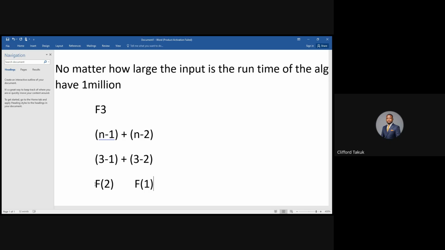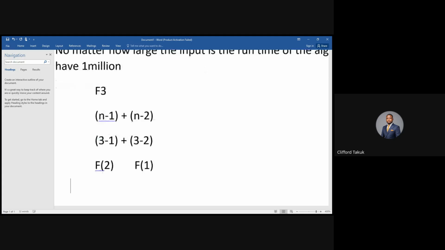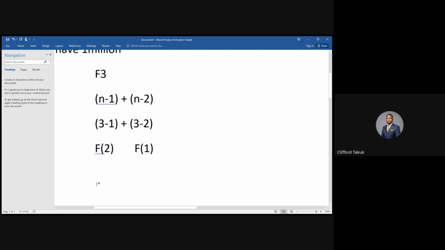Okay, so at this stage, you see that Fibonacci of 1 will give us 1. But Fibonacci of 2 is not 1 or 0. So we proceed with the 2. So we now find Fibonacci of 2. We already have our 1 here. So we again use the formula, n minus 1 plus n minus 2, to find the Fibonacci of 2.